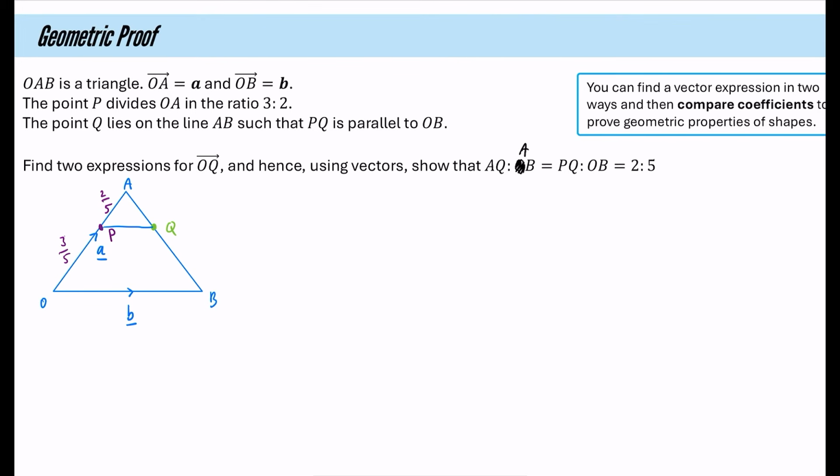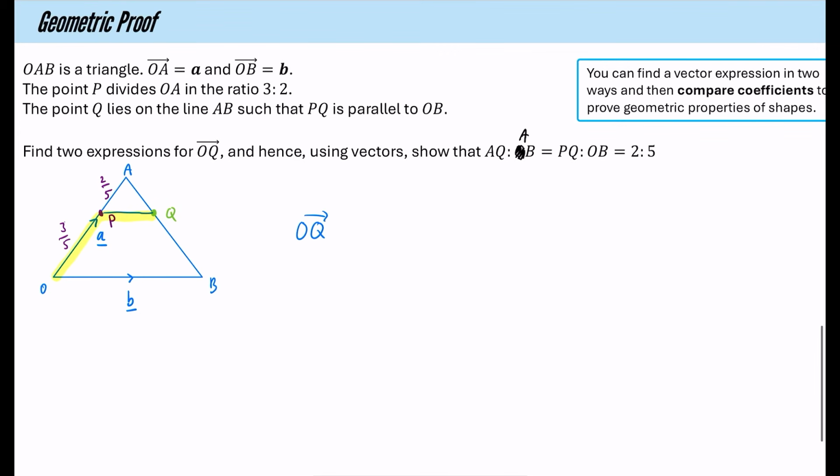Okay, well, it's told us a bit of a clue. It says find 2 expressions for the vector O to Q. Now I'm going to do 2 of them. I think the first one I'm going to do is to go up to P, and then go across to Q like this. So the vector O to Q is going to be going from O to P, and then we're going to add on P to Q.